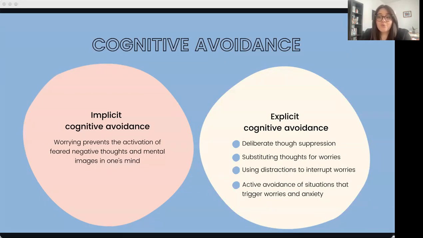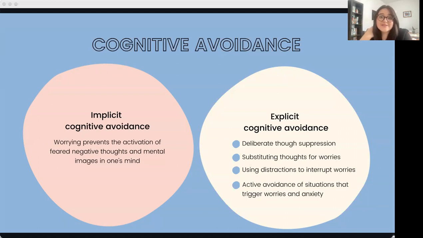So in other words, worrying helps one avoid thinking about or imagining their fears, and that prevents the emotional processing of their fears. So again, this process negatively reinforces the idea that if I worry about something, I don't have to think about it. Therefore, it's adaptive and it's comfortable.